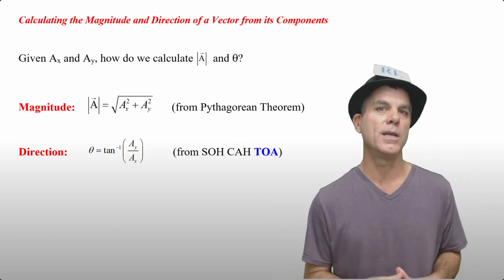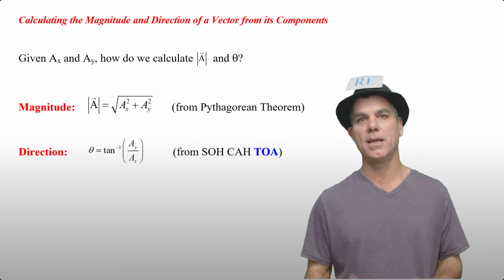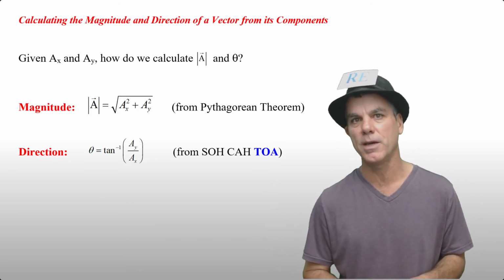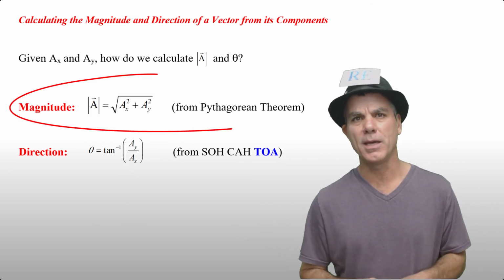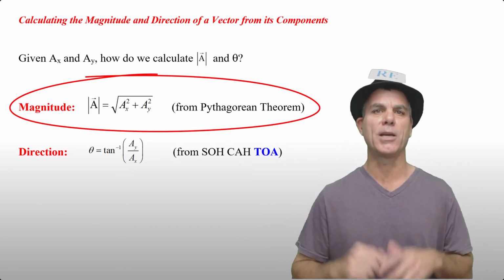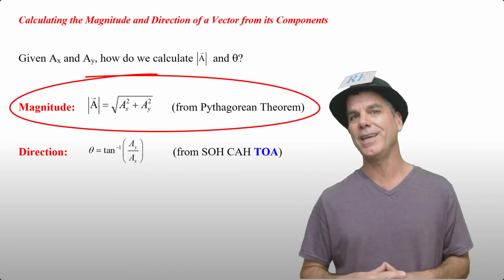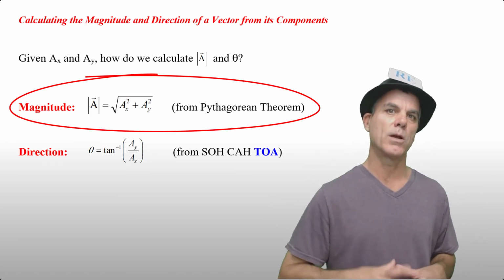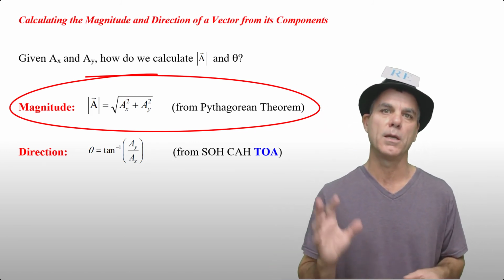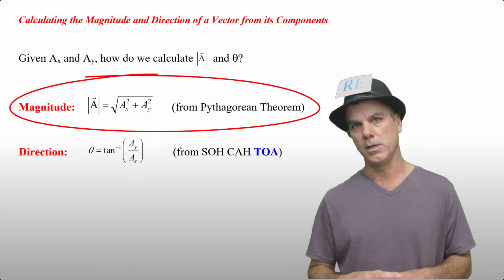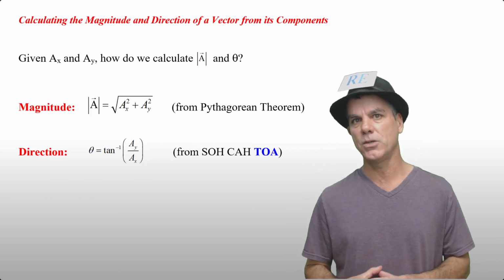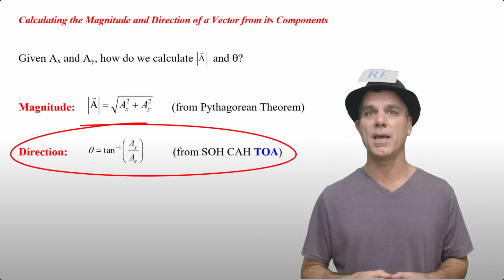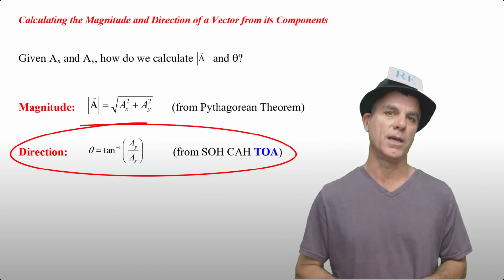Let's just do a quick 1-minute recap of how to calculate the magnitude and direction of a vector given its x and y components. Calculating the magnitude, super straightforward, Pythagorean theorem. The magnitude of any vector equals the square root of the x component squared plus the y component squared. Now in calculating the angle, we're always going to use the inverse tangent of the y component divided by the x component with one caveat.